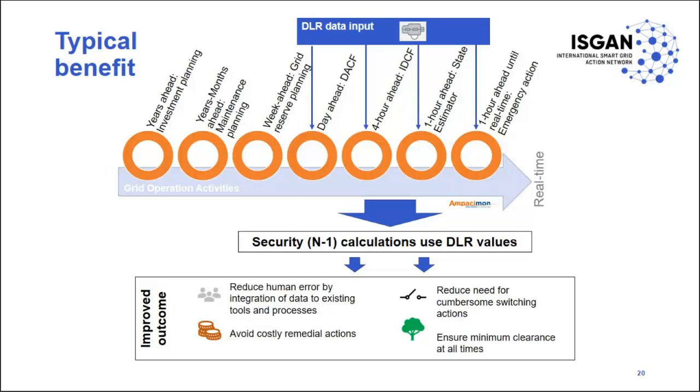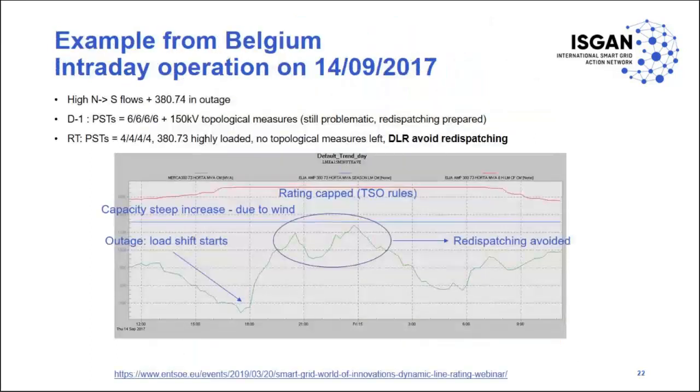In a similar way, 4 hour ahead, a day ahead dynamic line rating forecast values are used for grid security calculations instead of static ratings. By using the DLR values directly in the N-1 security calculations, the expected congestion or overload risks are automatically reduced. Automating this process means that it reduces human errors of handling the data. It also reduces the need to even consider cumbersome topology actions and costly remedial actions. All of this must be in a good quality, though, so that it guarantees no violation of safety limits like minimum clearance and conductor temperature.